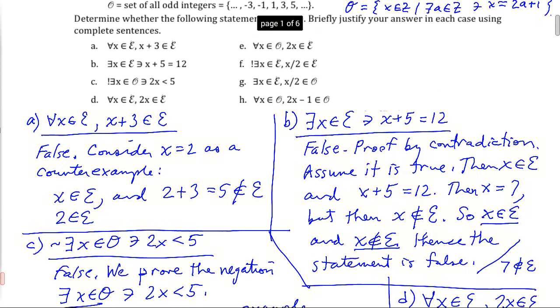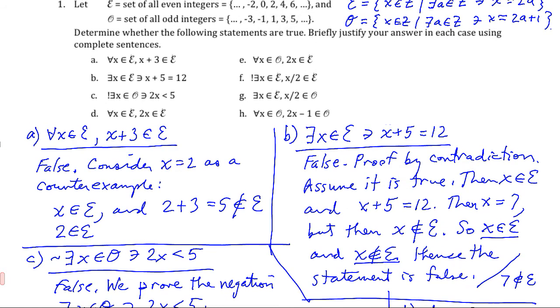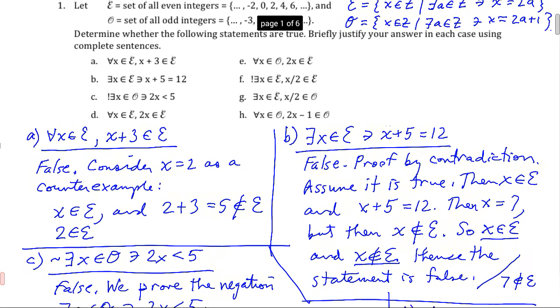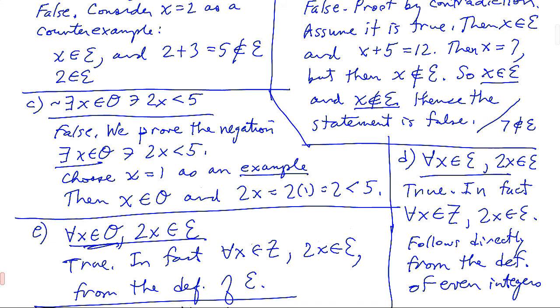Part E says that for all odds, 2x is even, and that's true also because it's of the form twice an integer. It's true, in fact, again, for all integers, 2x is even, not just for all odds. If I show that it's true for all integers, the odds being a subset of the integers, it's also true for all the odds. And this follows directly from the definition of the set of evens, where an integer is even when it's twice another integer.